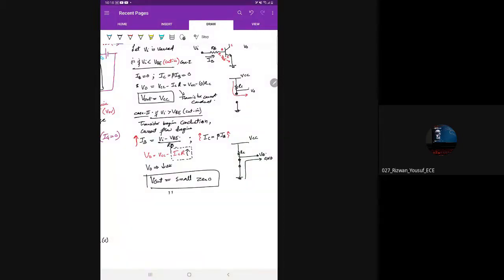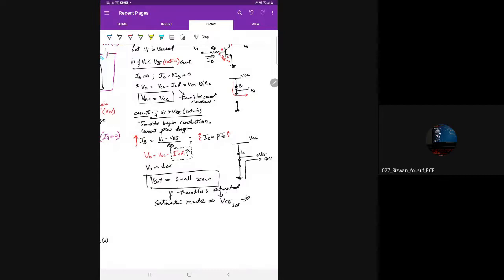Okay, if transistor is saturated, अगर हम transistor को कहेंगे, it is saturated. And you also know that in saturation mode, what is VCE equal to? VCE saturation value.